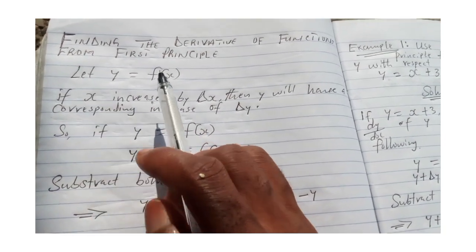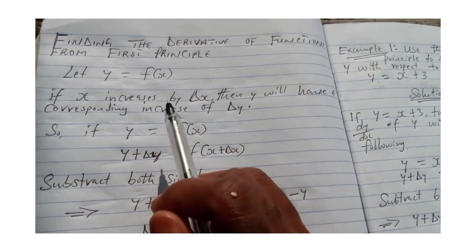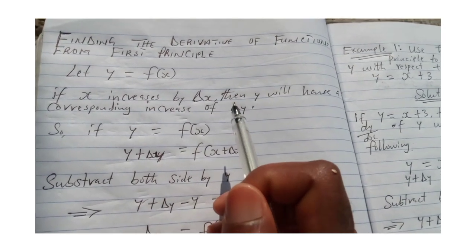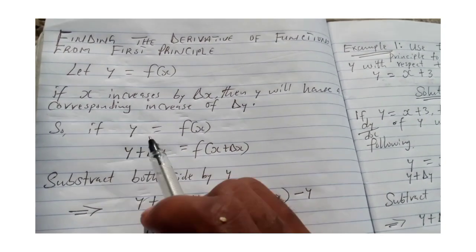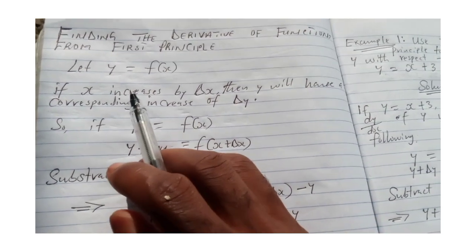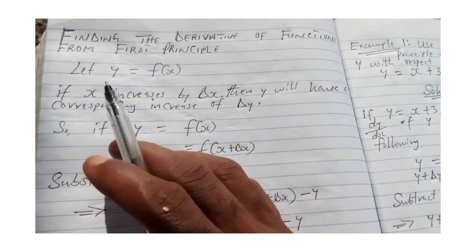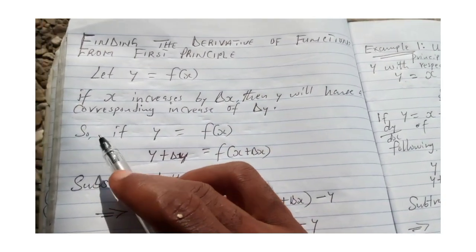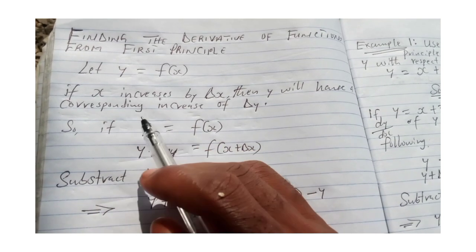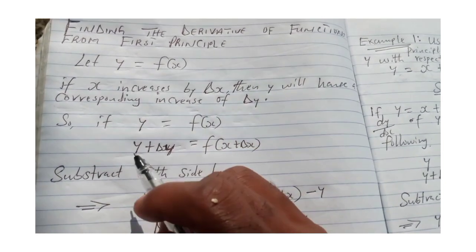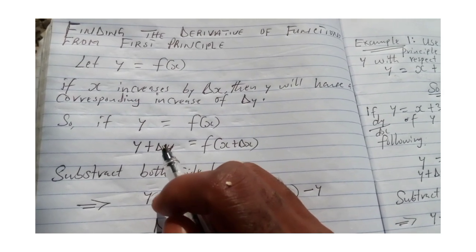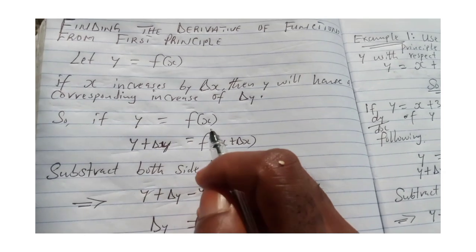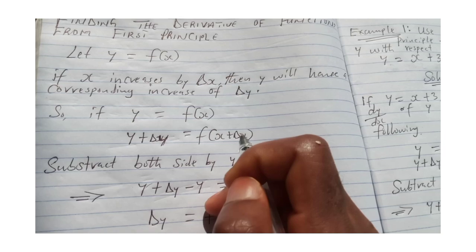Let's assume y equals f of x. If x increases by δx, then y will have a corresponding increase of δy. You know that calculus talks about the rate of change. That means if x increases, then y will also increase. If x changes, then the corresponding y will also change. So from our assumption that y equals f of x, now y increased by δy. This δy means the increase with respect to y. So y plus δy equals f of x plus δx, since x also increased by δx.